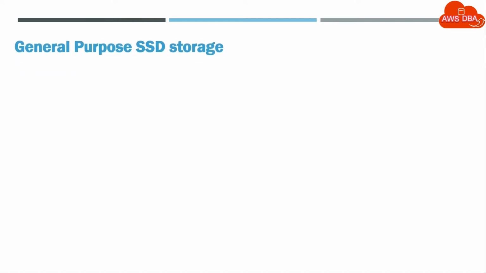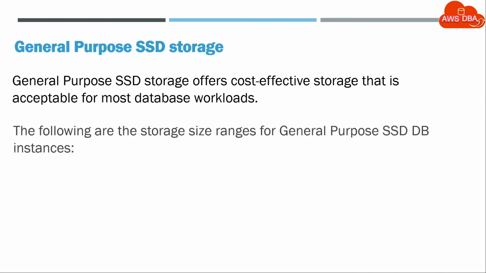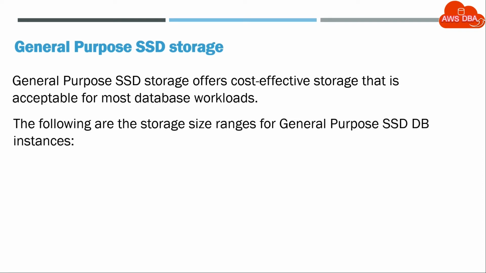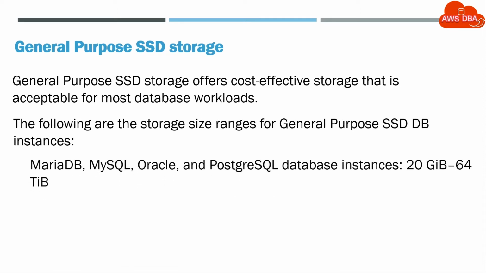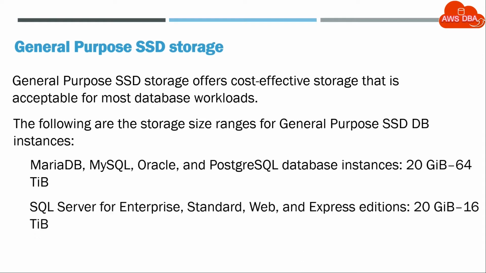General Purpose SSD storage. General Purpose SSD storage offers cost-effective storage that is acceptable for most database workloads. The following are the storage size ranges for General Purpose SSD DB instances. MariaDB, MySQL, Oracle, and PostgreSQL database instances: 20 GB to 64 TB. SQL Server for Enterprise, Standard, Web, and Express editions: 20 GB to 16 TB.